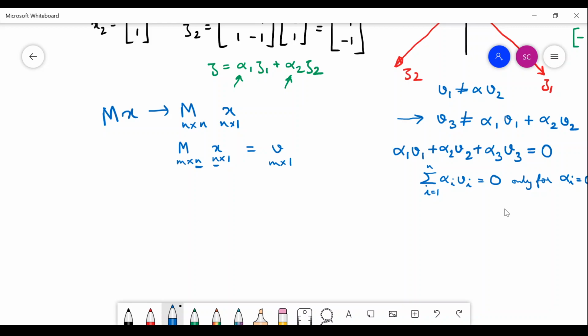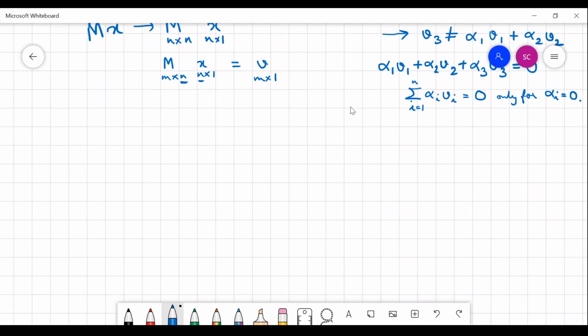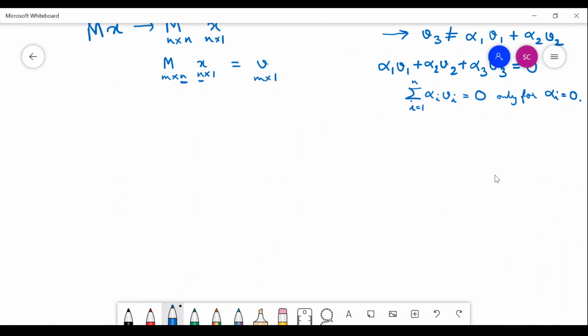What happened? What just happened? What just happened is this: I took a vector from an n-dimensional vector space and put it in an m-dimensional vector space. This vector is coming from an m-dimensional vector space. This vector is coming from an n-dimensional vector space. So this is what is happening.